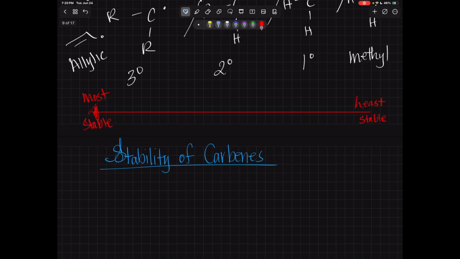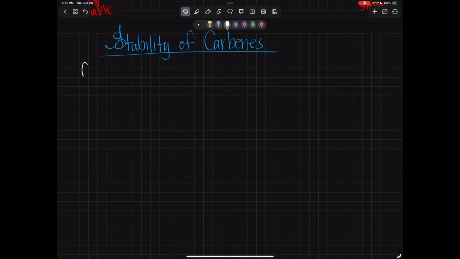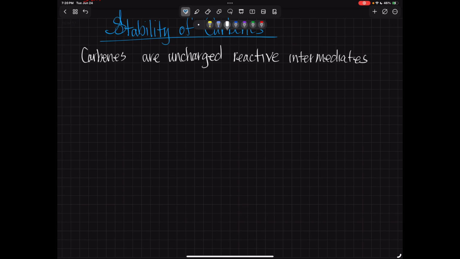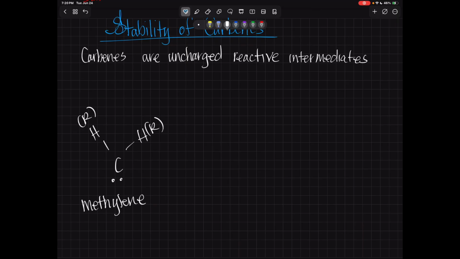The last big intermediate is carbenes. And what are carbenes? Well, carbenes are uncharged reactive intermediates. This is what they're going to look like. You're going to have your carbon, and you're going to have, say, hydrogens. There's going to be any R group, right? That's how you denote that. You're going to have a pair of electrons. This is known as methylene. Something important to note, that this is going to be a sp2 hybridization. So this is really what it's going to look like.